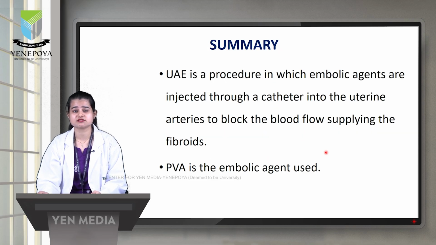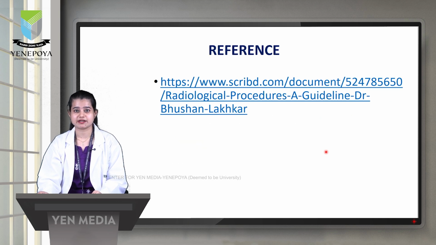To summarize, uterine artery embolization is a therapeutic radiological procedure where we induce embolic agents through a catheter into the uterine arteries. This is done to block the blood flow supplying the fibroids. We use polyvinyl alcohol particles as an embolic agent, and we use two catheters, that is the pigtail catheter and Roberts uterine catheter. This is my reference.